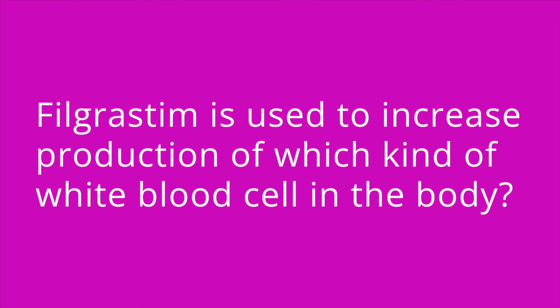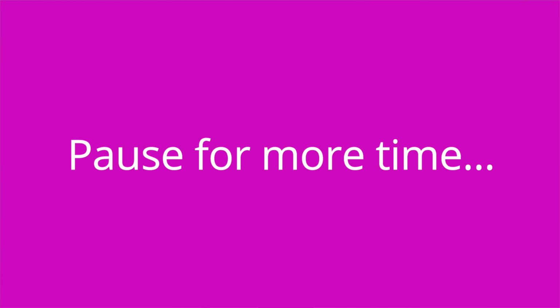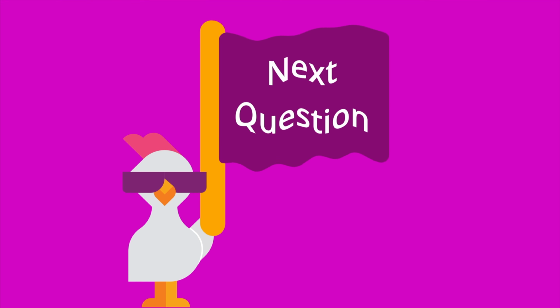All right, it's quiz time, and I have 3 questions for you. Question number 1. Filgrastim is used to increase production of which kind of white blood cell in the body? The answer is neutrophils.